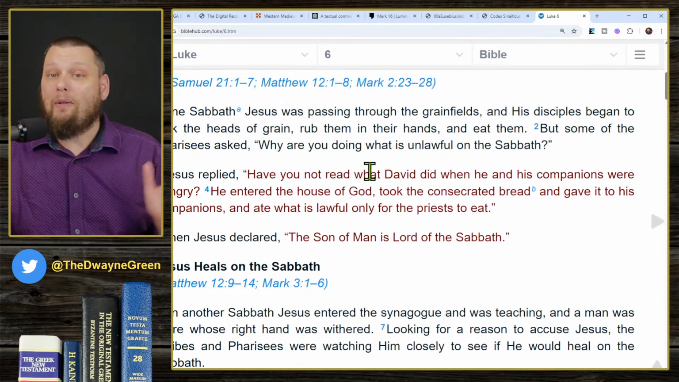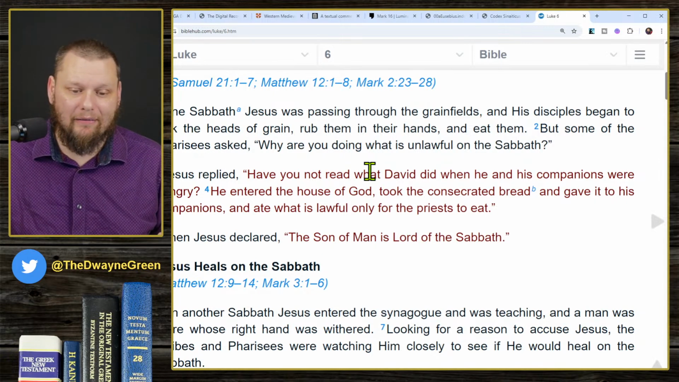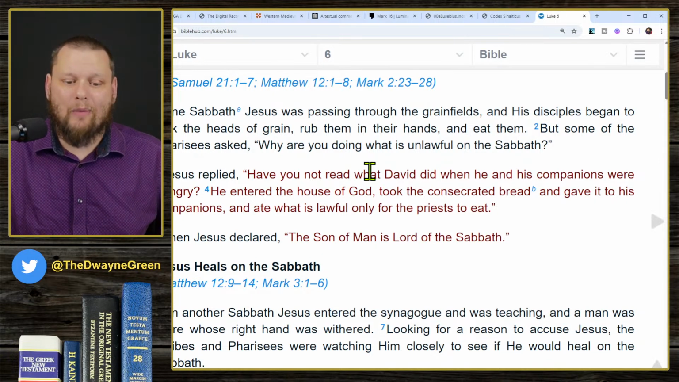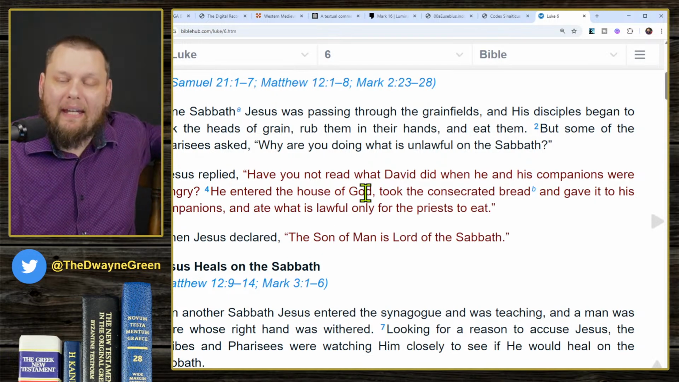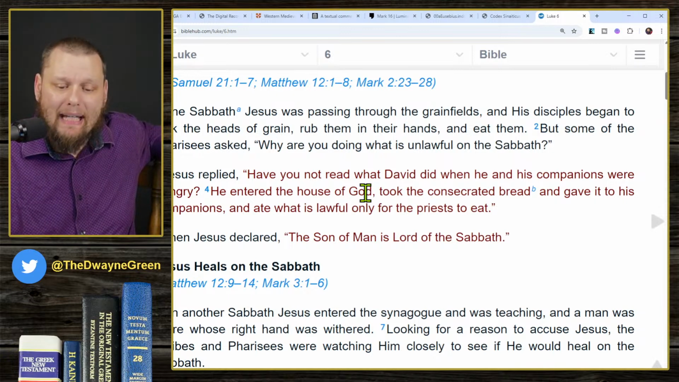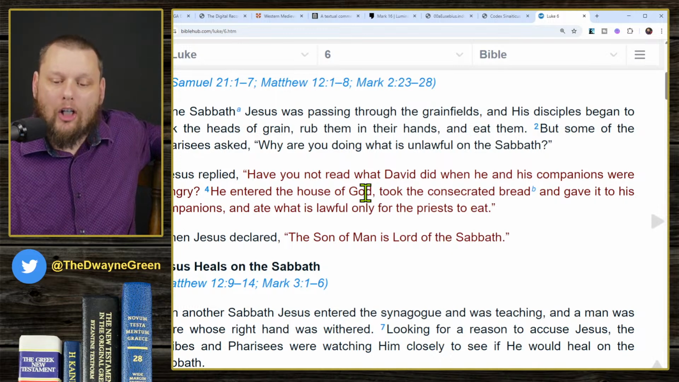But in Codex D, there's more to verse 5. So in Codex D, it reads something along the lines of, "On the same day, he saw someone working on the Sabbath and said to him, 'Man, if you know what you are doing, you are blessed. If you do not know, you are cursed and a lawbreaker.'"